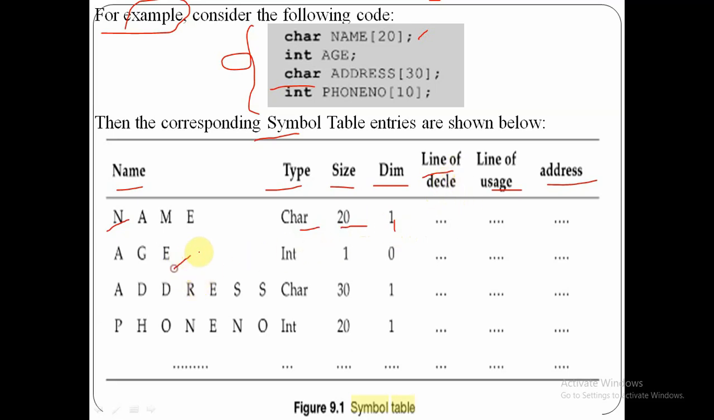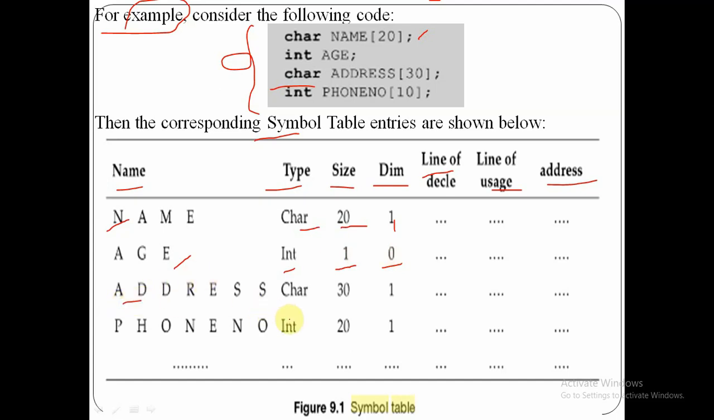Second variable age, type is integer, size 1 means it holds one integer only, dimension means no dimension, it is a scalar variable, meaning a standalone variable, a single variable.